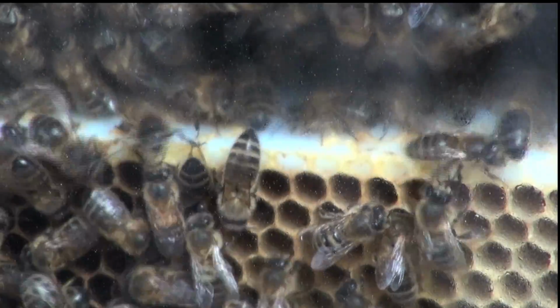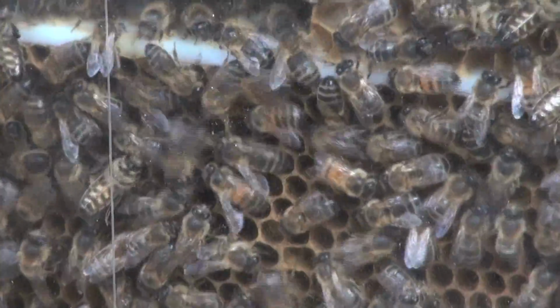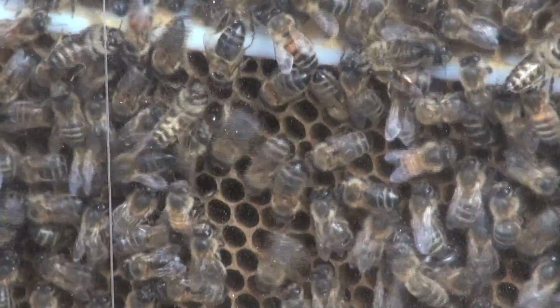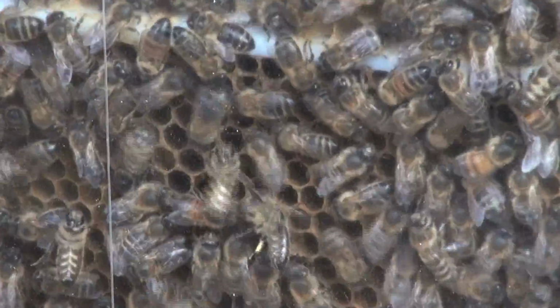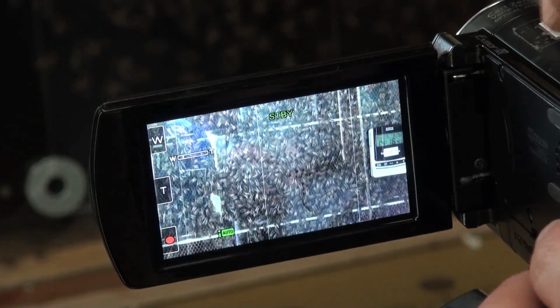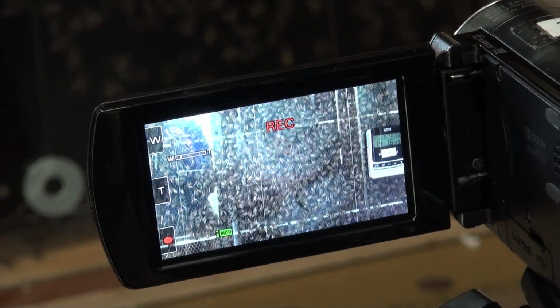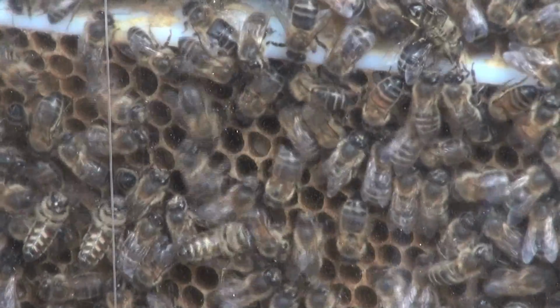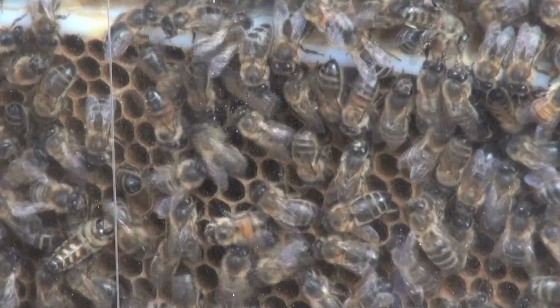And what we do is we have the beehive in a special glass-walled hive, so we can actually see the dances going on. We simply videotape the dances, play back the dances very slowly on a computer, and measure the speed of the dance and the angle of the dance.